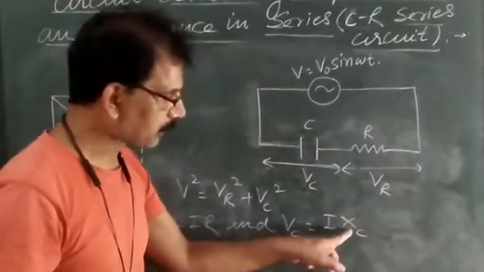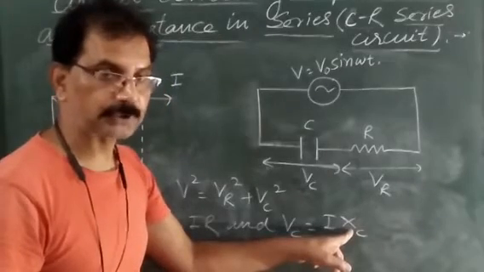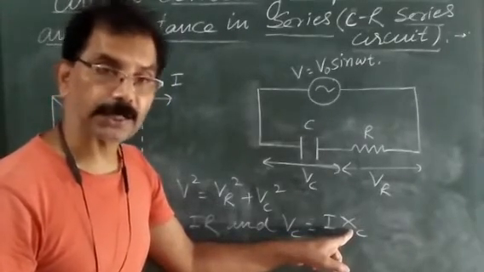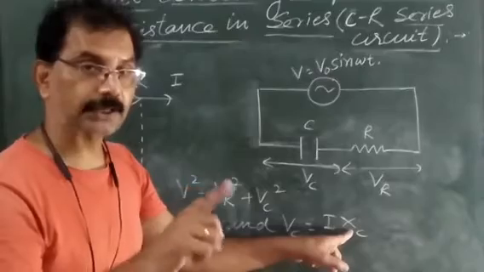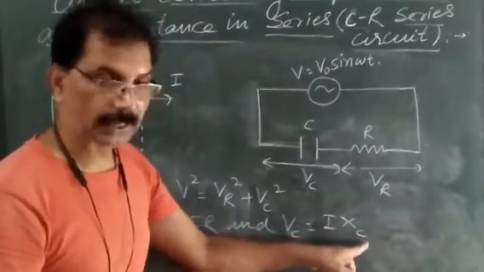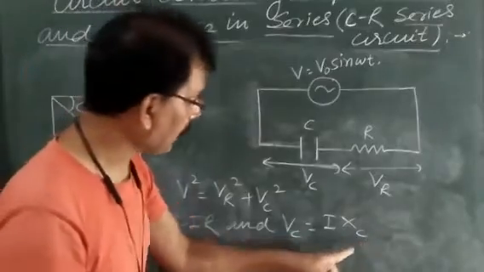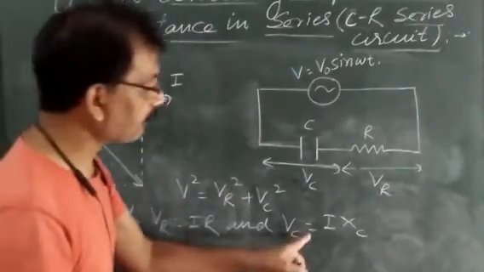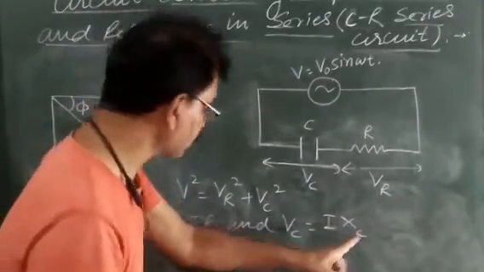Which factor opposes the current in a perfect capacitor? That one is called capacitive reactance. In the case of an inductor, XL did this work; in the case of a capacitor, XC will do the same work, and resistance does its own. So VR is equal to IR and VC is equal to I into XC.